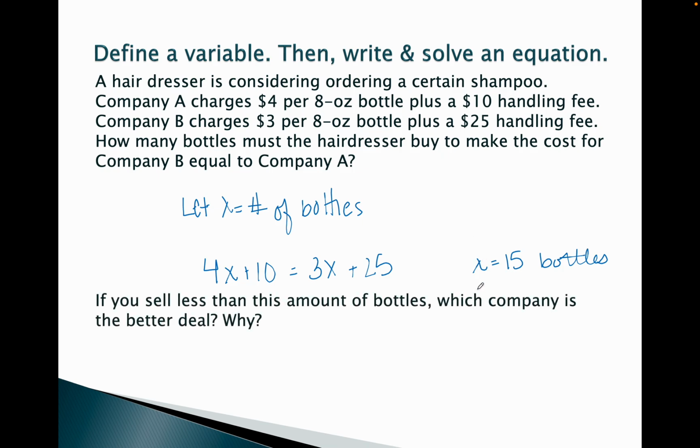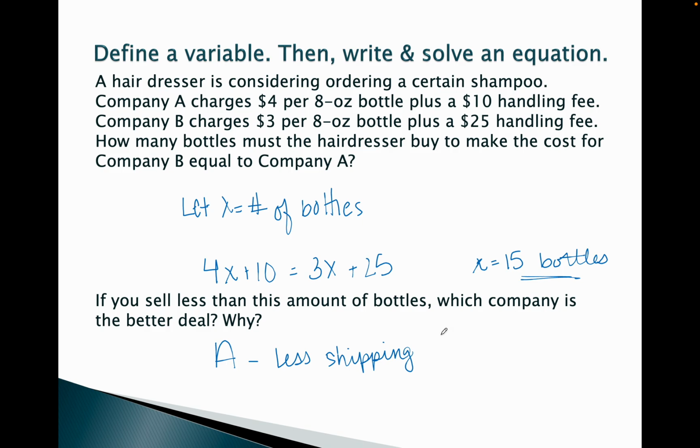Another part of this question I want you to consider is if you sold less than 15 bottles, which company would be the better deal and why? In this case, if you sell under 15 bottles, company A would be the better deal because even though it's more per bottle, it has the lesser shipping or handling costs. So in this case, less than 15 bottles, company A is the better deal.